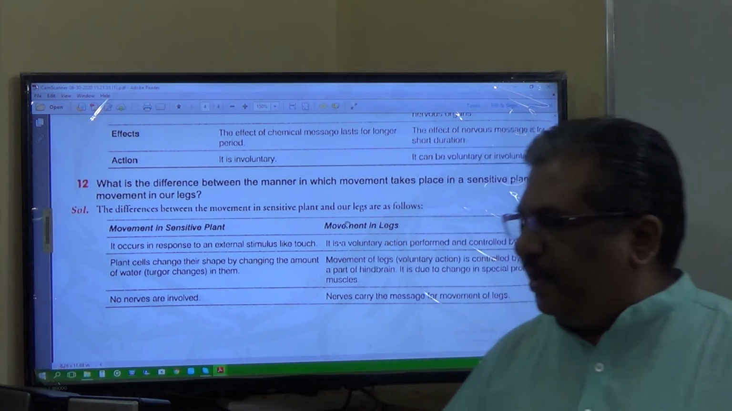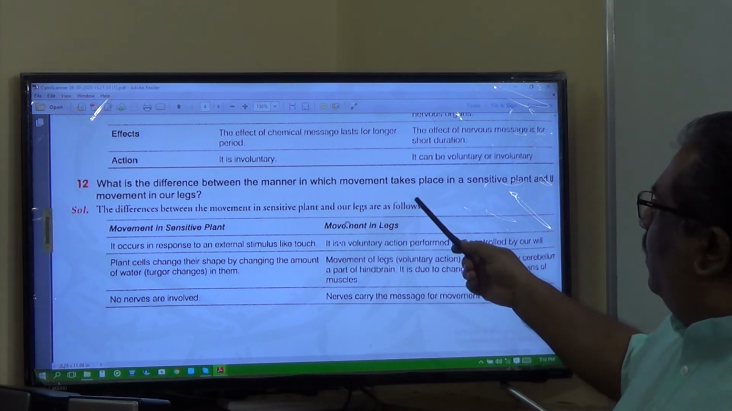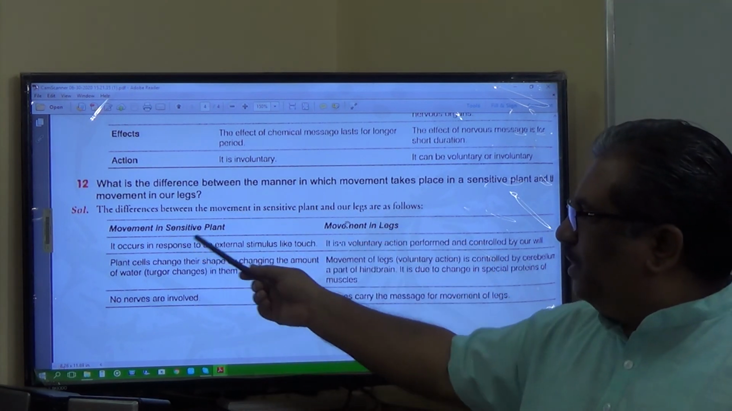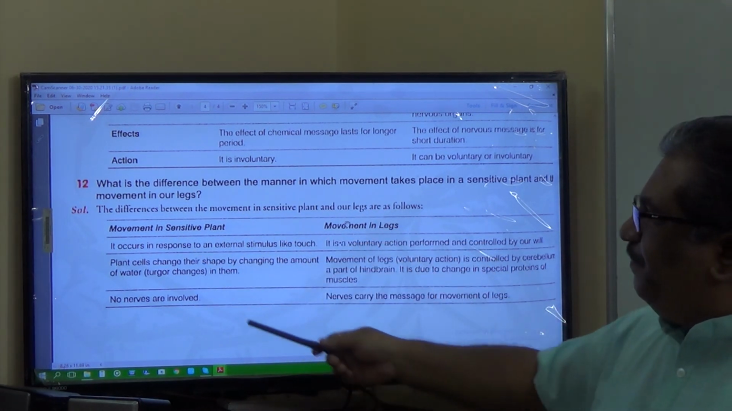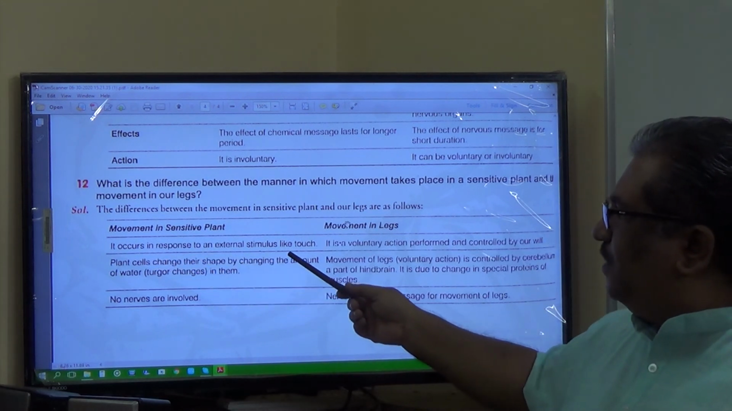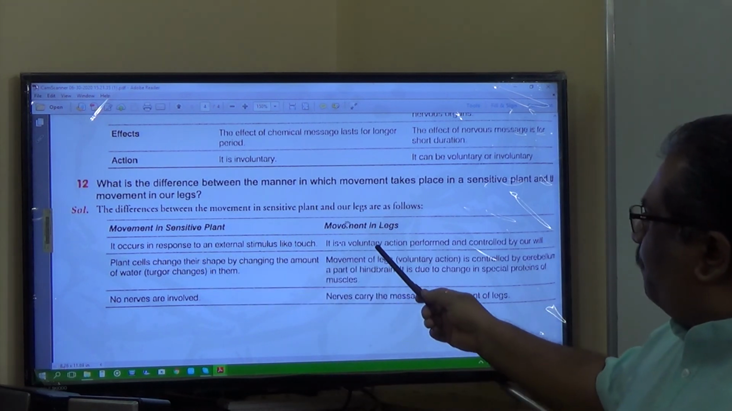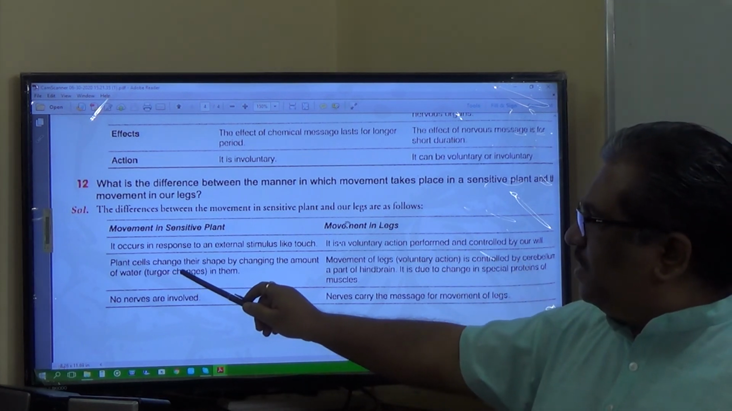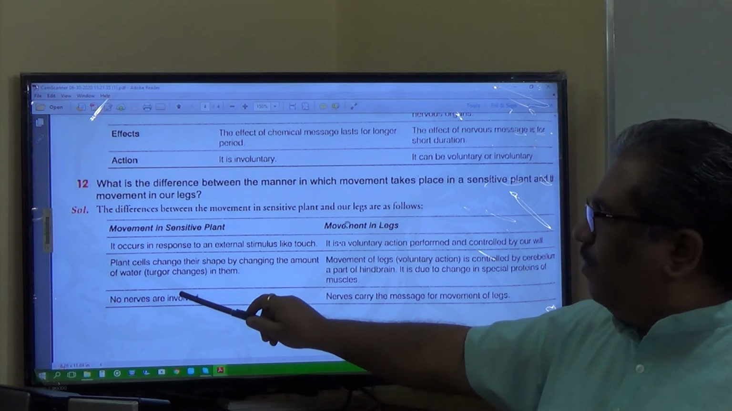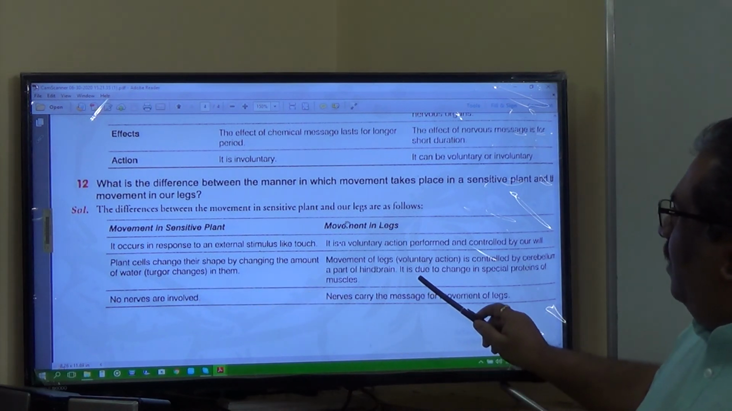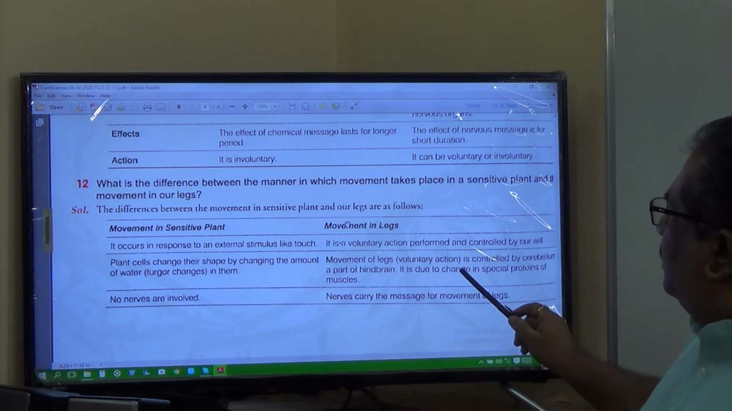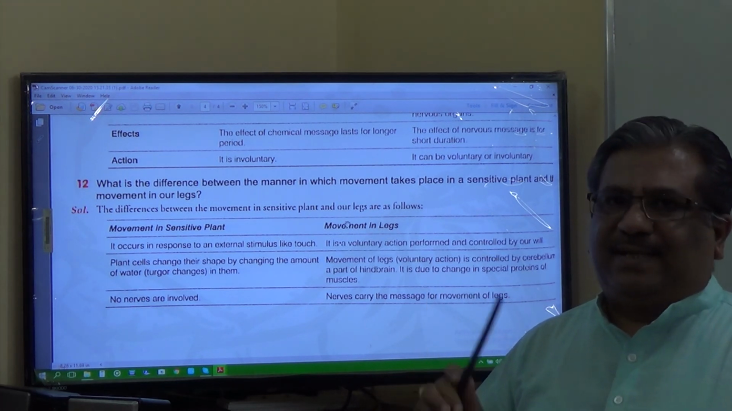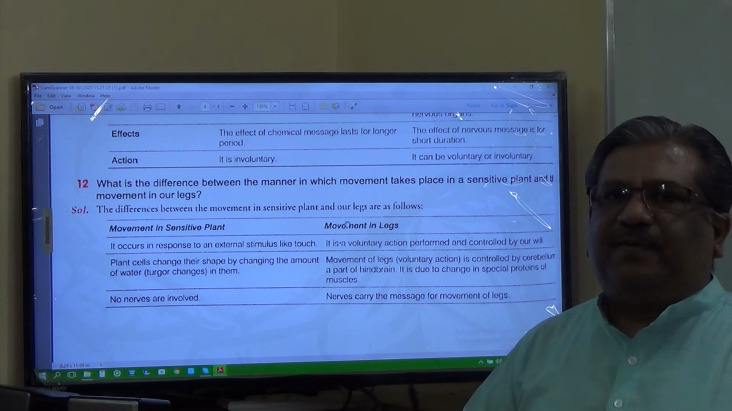What is the difference between the manner in which movement takes place in a sensitive plant and movement in our legs? Movement in sensitive plant, movement in legs. It occurs in response to an external stimulus like touch, and plant cells change their shape by changing the amount of water in them, and movement of the legs is due to change in shape of the muscle cells.